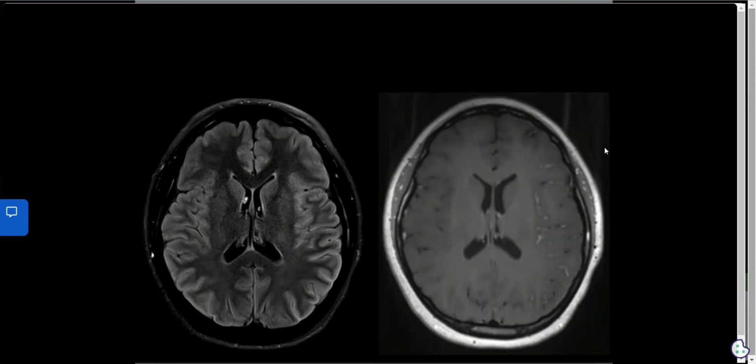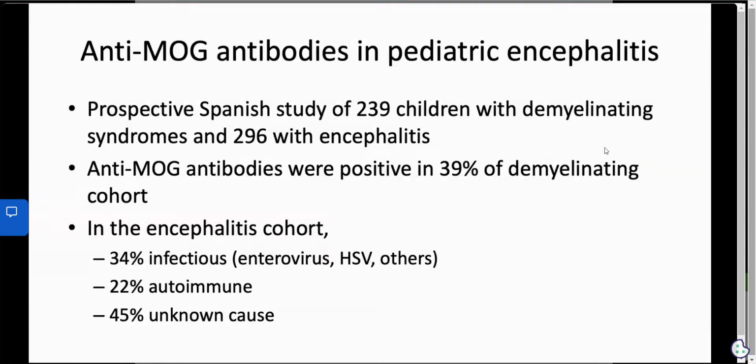And this was her MRI from her second presentation, which shows similar findings to the first MRI, however, this time now in the left hemisphere. So what is the role of anti-MOG antibodies in pediatric encephalitis? This was clarified by a very comprehensive study from Thijs Armand and Joseph Dalmau, where they looked at 239 children with demyelinating syndromes and 296 patients with encephalitis.